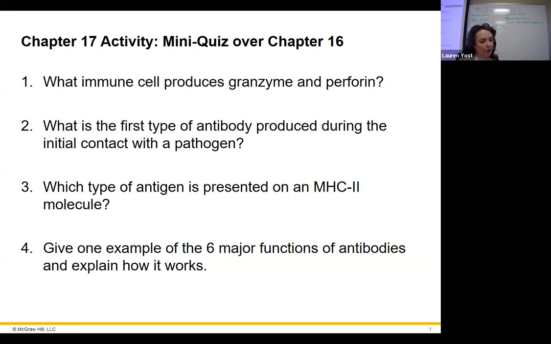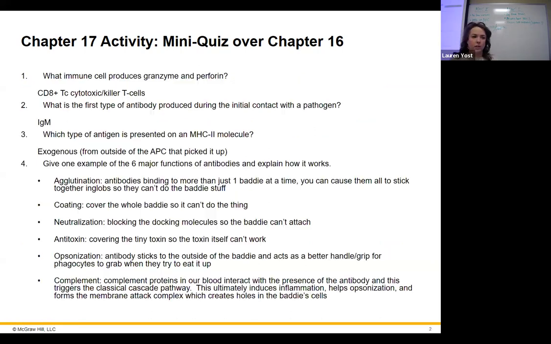And one example of the 6 major functions of antibodies, I explain how it works. Actually, in the next slide, I have all of them, so we'll just go over briefly any of them. But if you could think of even just one use. So yeah, it could be easy stuff like coating, right? Or it could be antitoxin or any of that stuff, or opsonization, which I know is a crazy word, but as long as you're aware of the concept of what it is, all you have to do is recognize the word on the test.